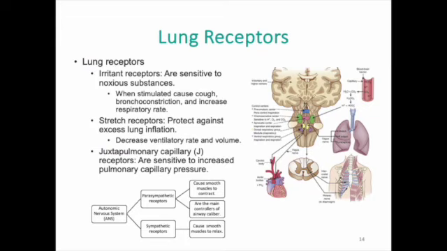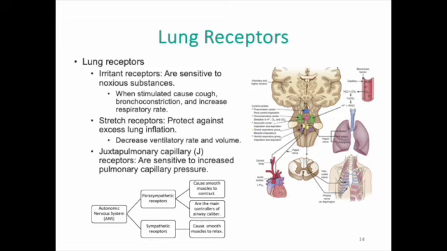We're going to take a closer look now at the three different lung receptors, and you can use this photo again to help you understand where they're located and how they connect to the control center. Now we have three. We have the irritant receptors, which are C fibers in actuality, and they're found in the epithelium of all our conducting airways.